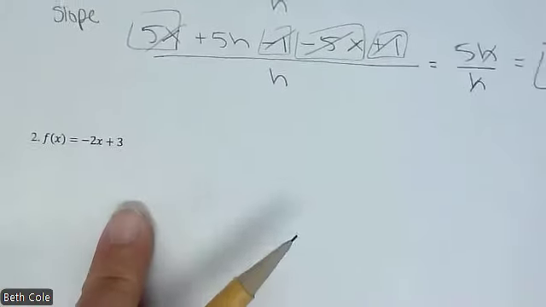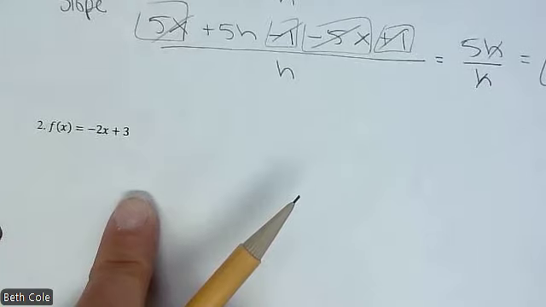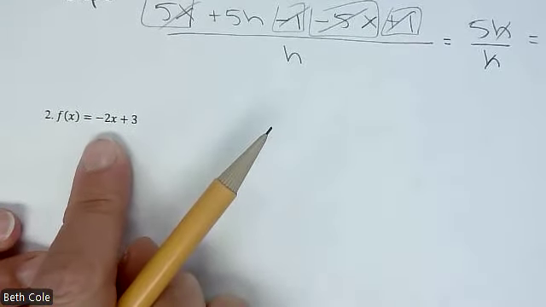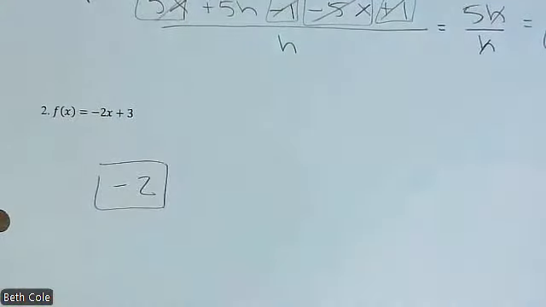But for this one, I want you to not do any work. I want you to be smart and notice, hey, this is a line, and the slope is -2 is your answer. But again, that only works for lines.